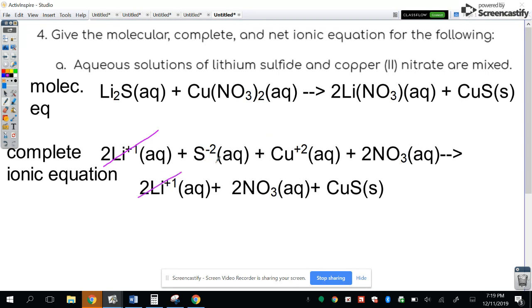Sulfur changes because it goes from being aqueous to being a solid, so that isn't a spectator ion. Copper changes. It goes from being aqueous to being part of this solid compound, so that's not a spectator ion. Nitrate goes from being 2 nitrate. This should be 2 nitrate minus 1. Sorry about that. 2 nitrate minus 1 over here and 2 nitrate minus 1 over here. Again, it doesn't change, so it is a spectator ion.